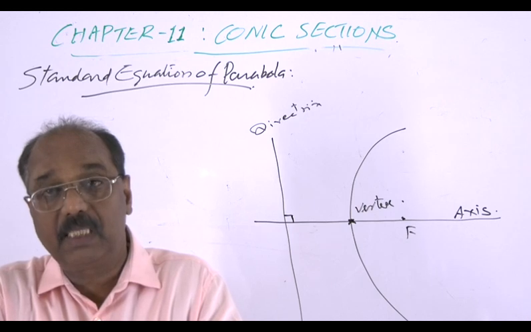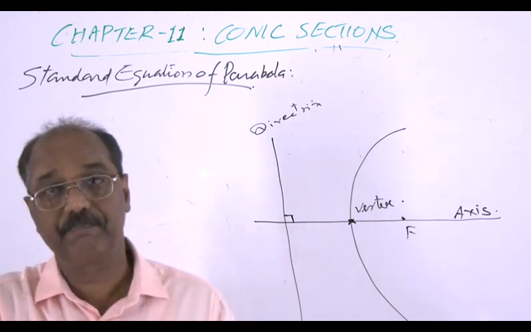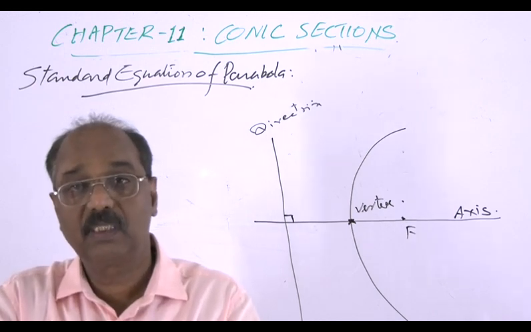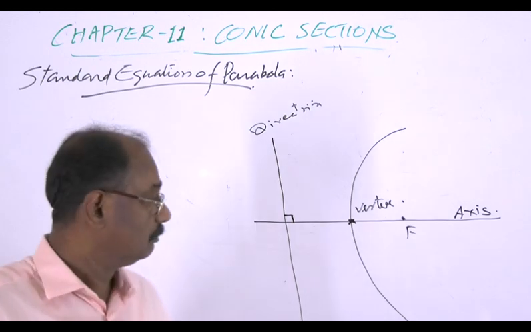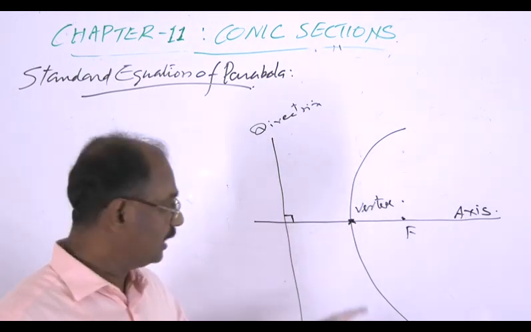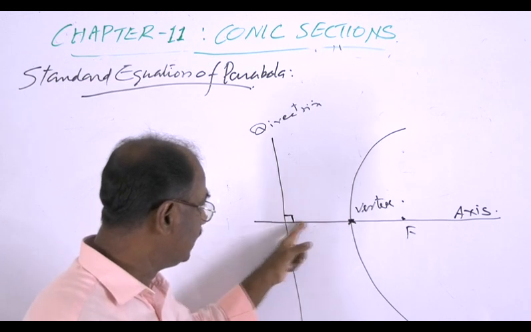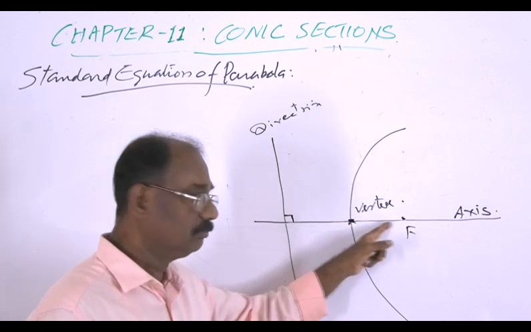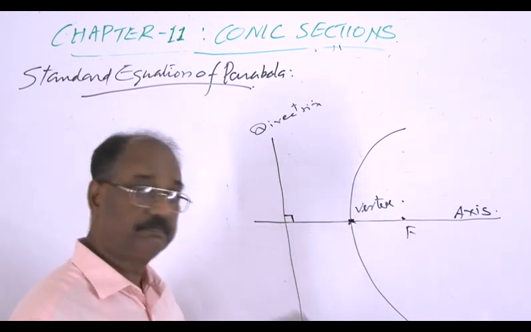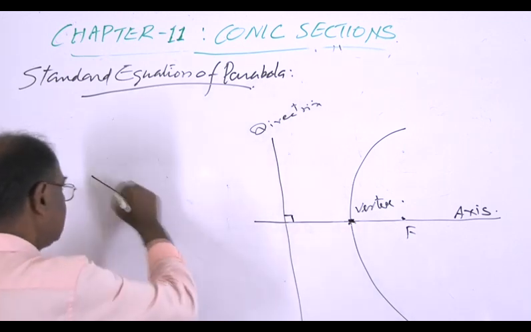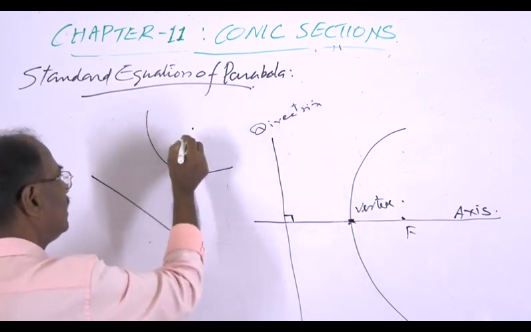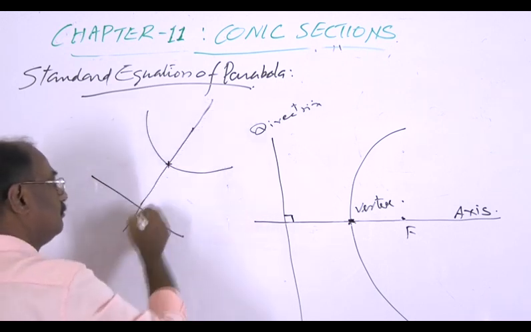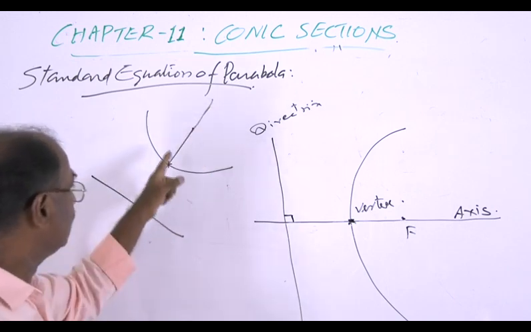Axis is the line passing through the focus perpendicular to the directrix. Vertex is the point of intersection of the axis with the parabola. And this vertex is clearly halfway between the focus and the directrix, because these two distances are equal. If the directrix is like this and the parabola is like this, then the focus is here, this is the vertex, and this is the axis.